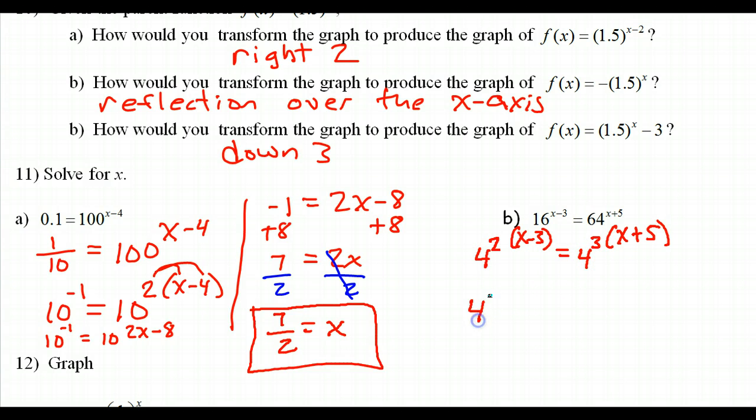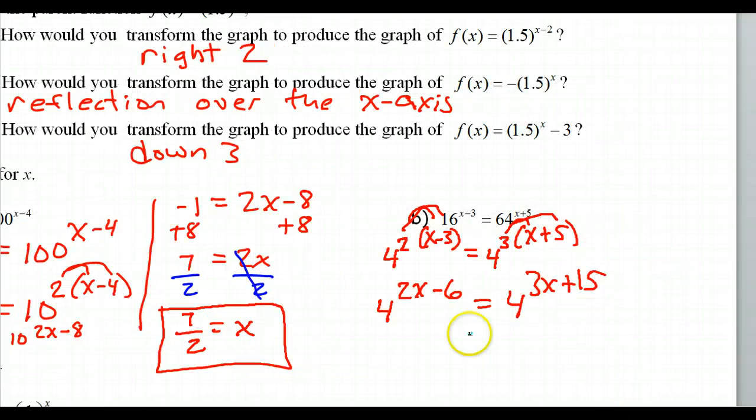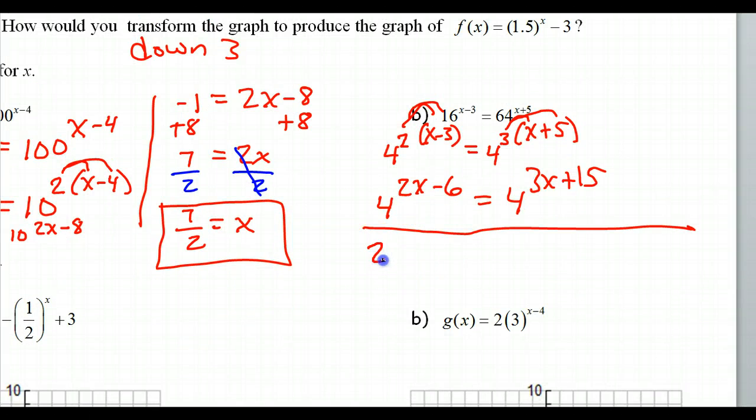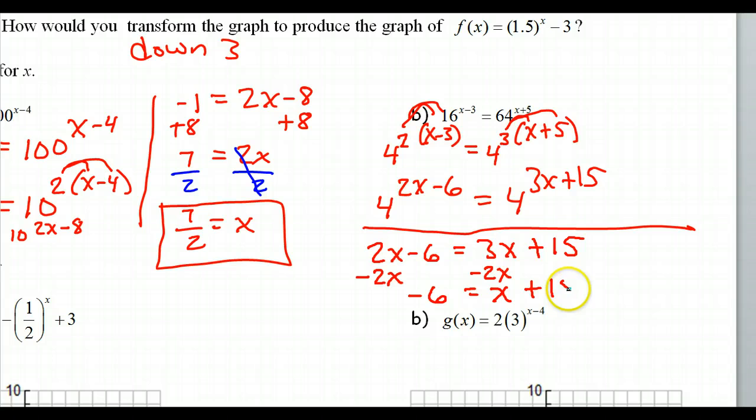So this is going to be 4 to the 2x minus 6 power, a little distributive property there, is equal to 4 to the 3x plus 15 power, distributive property again. If the bases are the same, the exponents are the same. So I can go ahead and write 2x minus 6 is equal to 3x plus 15. Easiest thing to do now is just to subtract 2x from both sides. So that's going to give me negative 6 is equal to x plus 15.